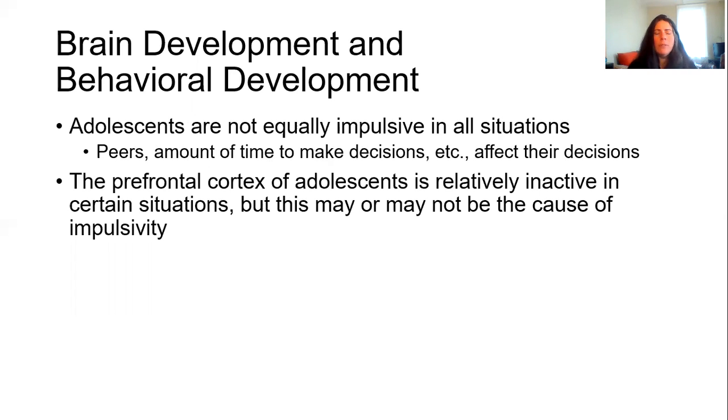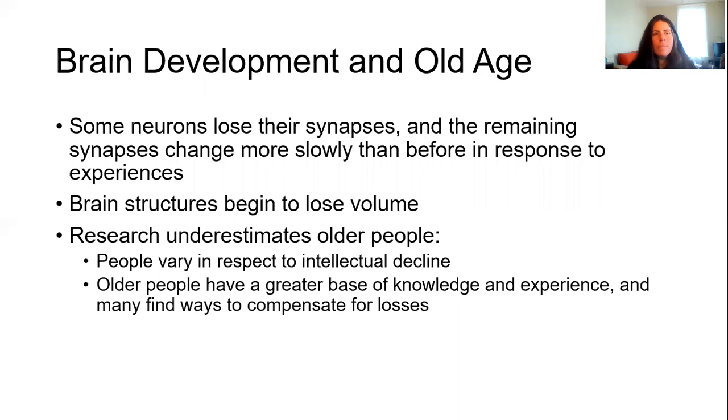If we look at studies that have been done a while ago and we look at heteronormative behavior, we can see evidence that heterosexual males will behave riskier when there's even just a single female present than they will if they're in a group with just other males. The prefrontal cortex of adolescents is relatively inactive in certain situations, but this may or may not be the cause of impulsivity.